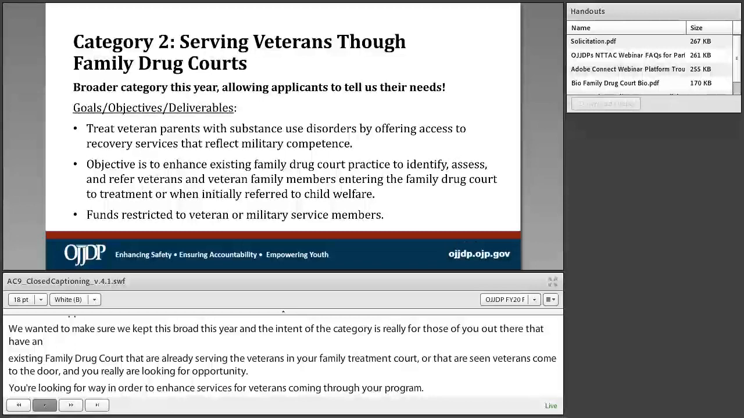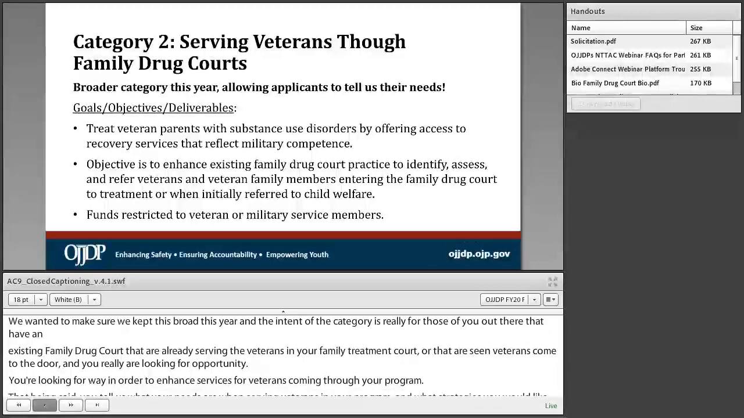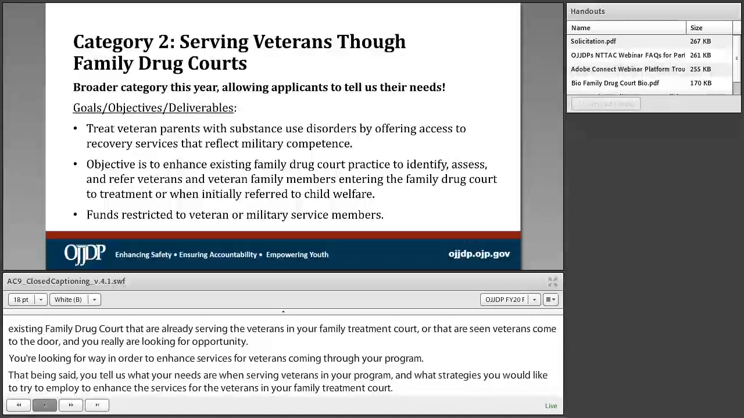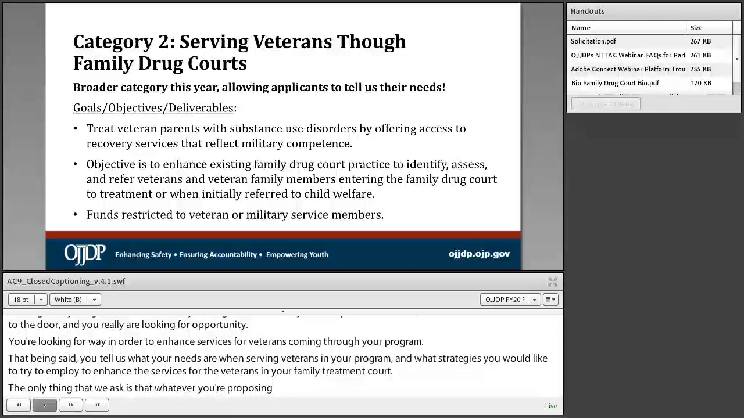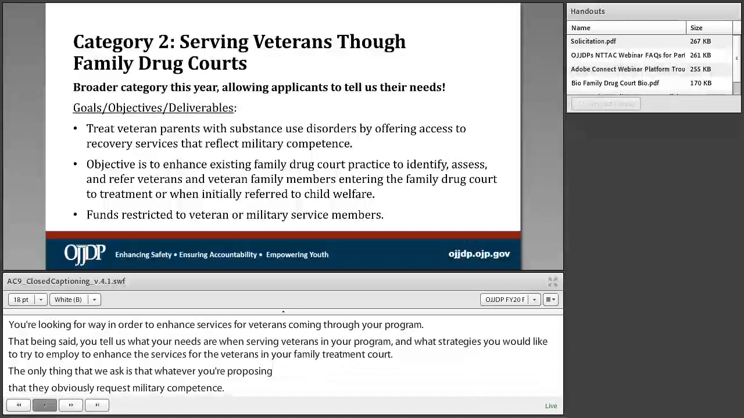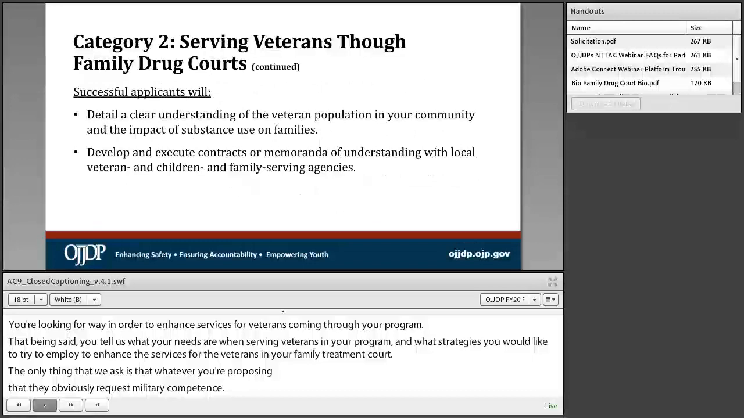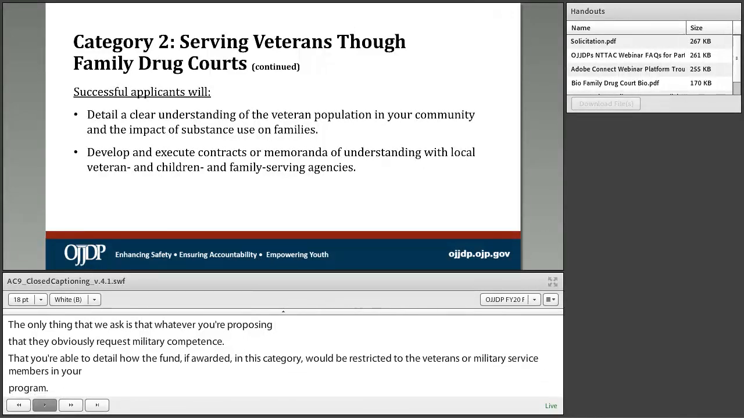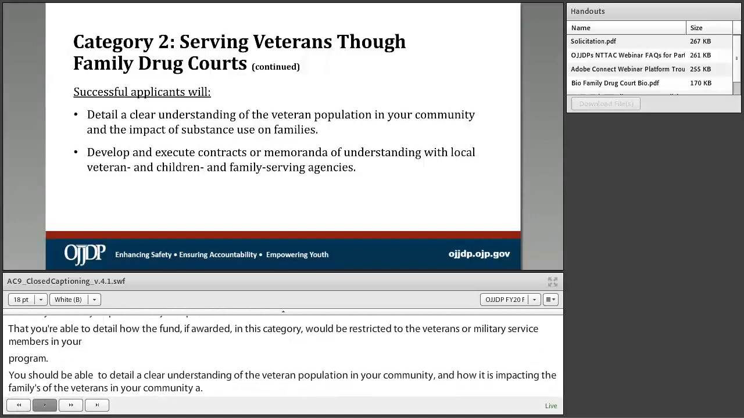The only thing that we ask is that whatever you're proposing obviously reflects military competence, and that you are able to detail how the funds, if awarded in this category, will be restricted to veteran or military service members in your program. You should be able to detail a very clear understanding of the veteran population in your community and how substance use is impacting the families of veterans in your community, as well as develop and execute contracts or MOUs with local veteran and children and family serving agencies in your community.